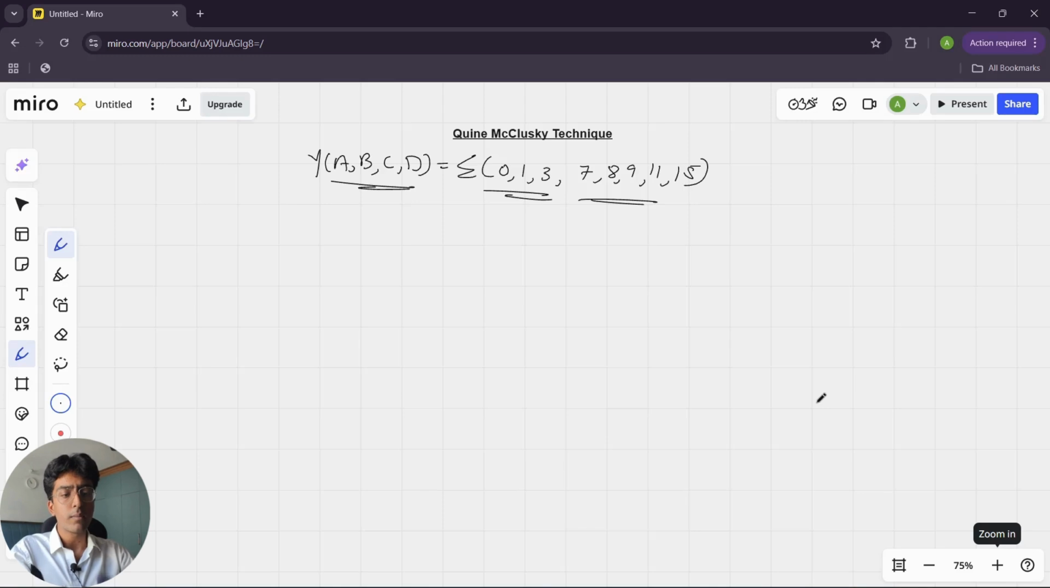So today I'll be teaching the Quine McCluskey technique, which is from LST, Logic Switching Theory. I'll take an example problem over here. As you can see, the question is y of a b c d, and these are the minterms 0 1 3 7 8 9 11 15. Our objective here will be to minimize all these minterms.